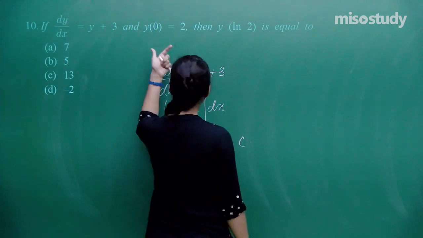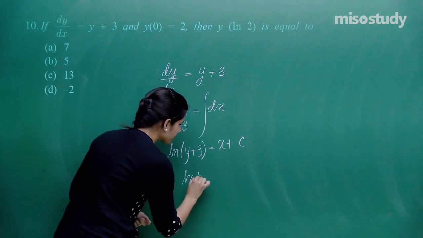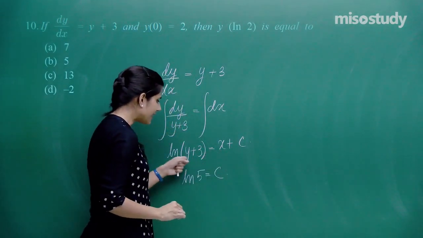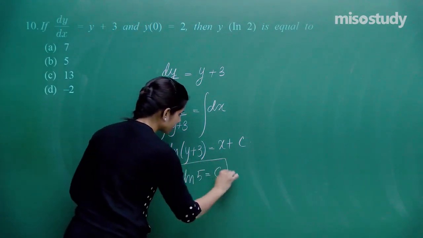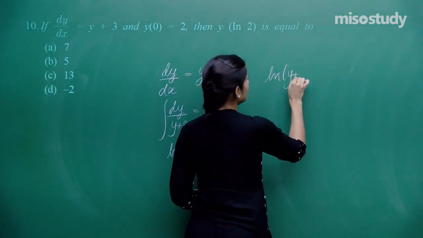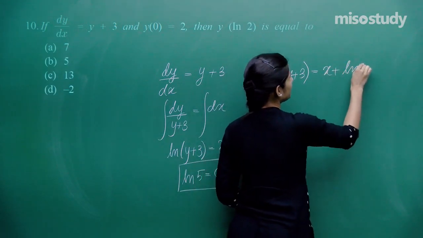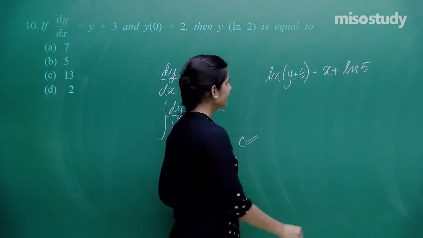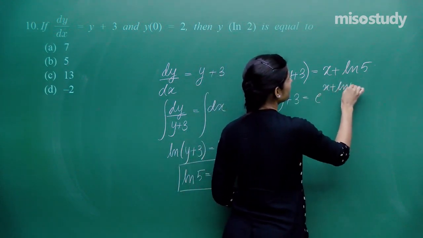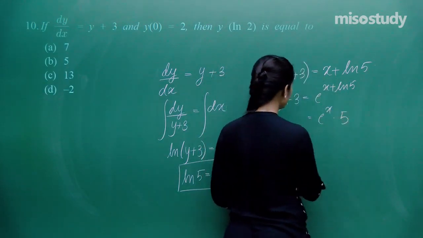Now you are given that y of 0 is 2. When x is 0, y is 2. So when x is 0, 0 plus c gives you c. At that time y is 2, so you get ln 5, you get c is ln 5. Put it over here, you get ln of y plus 3 equals x plus ln 5. Y plus 3 will be equal to e to the power x plus ln 5, which is e to the power x into e to the power ln 5, which is 5.